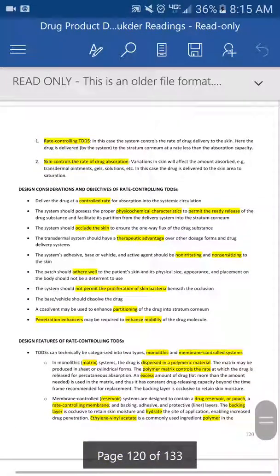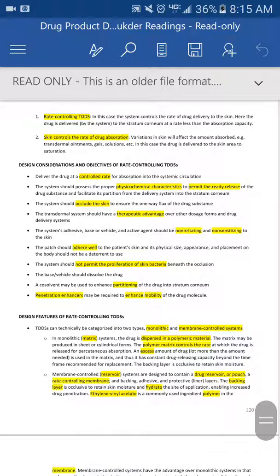So let's talk about rate controlling transdermal delivery systems. In this case, the system controls the rate of delivery to the skin. Here the drug is delivered by the system to the stratum corneum at a rate less than the absorption capacity. Skin controls the rate of drug absorption. Variations in skin will affect the amount absorbed, so skin would be the limiting membrane here.